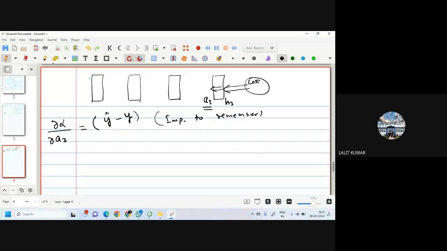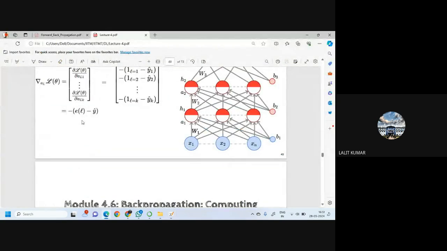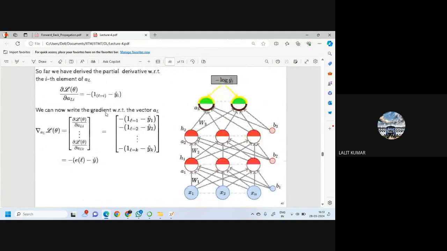Or you can write it like what we have written, y hat minus 1, where y is equal to 1 or else 0. But both are not the same as what is written in the lecture. Can you go to the lecture slides? Yeah, in the lecture, it is the same. What is it? E of L, in the last step.